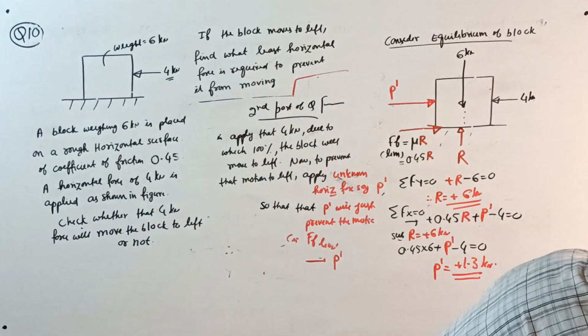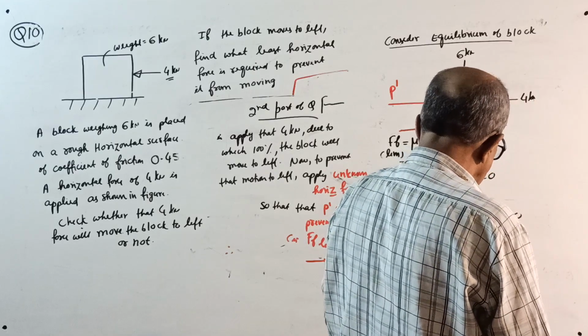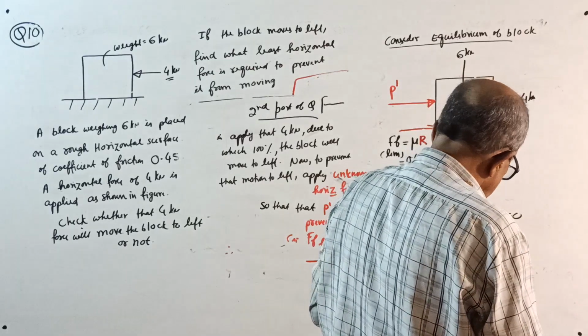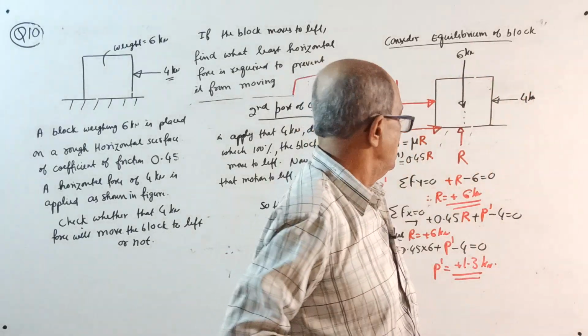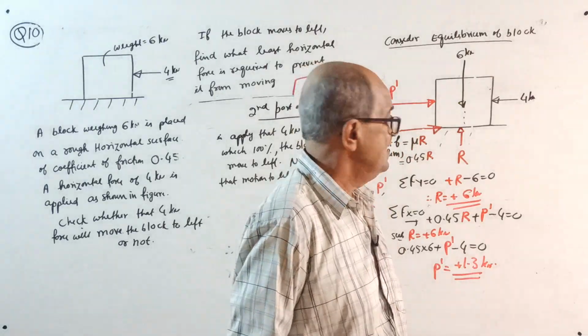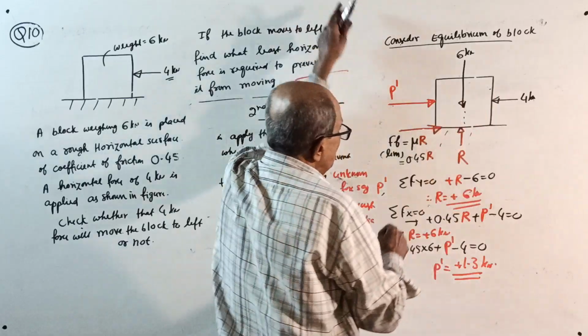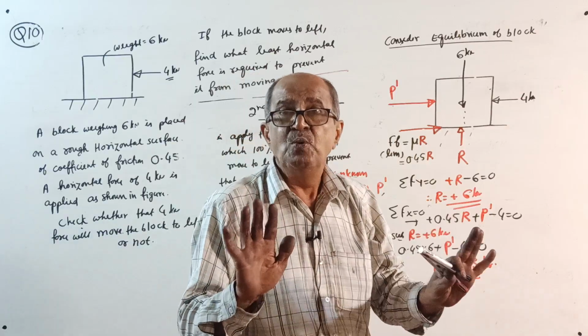I will tell you one more thing now. See, not required. 0.45 into 6 is so much. Subtract from 4. 1.3 kilonewton. Over. So answer is 1.3. See, now force is 4, mu is 0.45. Okay. Now question is over.